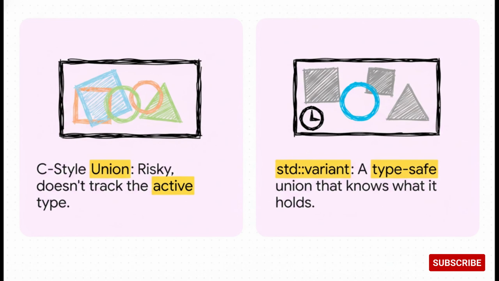And remember that dangerous union we just talked about? Modern C++ has a much safer alternative, std::variant. It's like a union, but it's smart. It always remembers what type of data it's currently holding. This completely prevents you from accidentally trying to read a number as if it were a letter, which, trust me, can cause some of the strangest bugs you'll ever encounter.